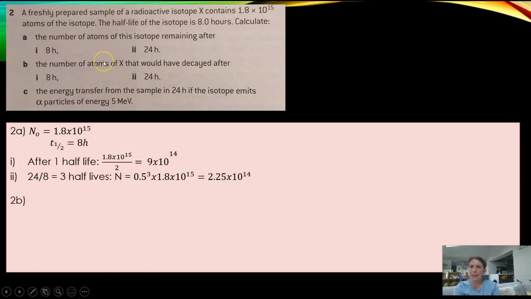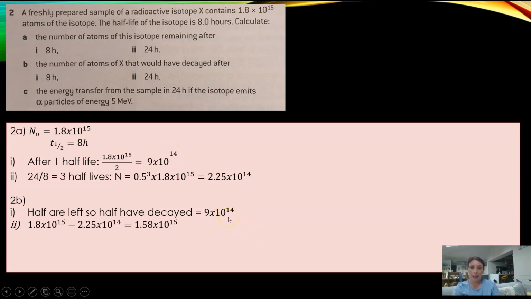For part B, it tells you the number of atoms that would have decayed. So you're looking for that other fraction. These formulas tell you how many are remaining. So the original number take away these numbers will give you how many have decayed. In the half-life, half of them have decayed. So that means half have remained and half have decayed.